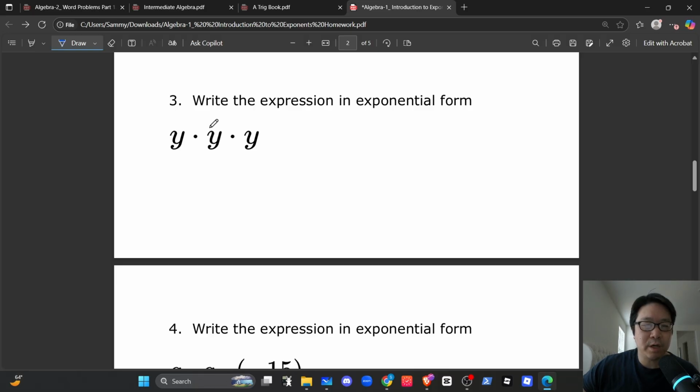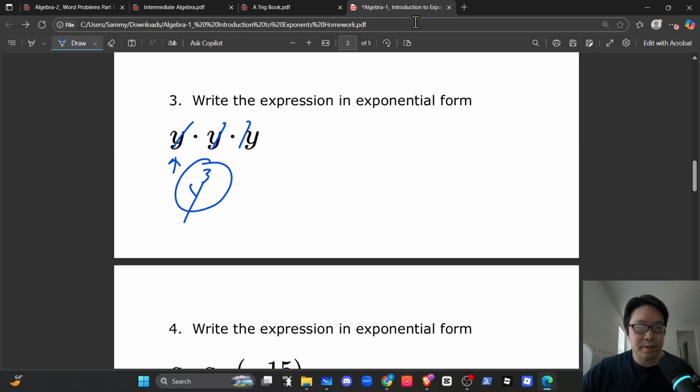Okay, so here we have another problem. It says write the expression in exponential form. So very simple. The base is going to be y. And since there's 1, 2, 3, the exponent is going to be 3. So it's going to be y cubed.